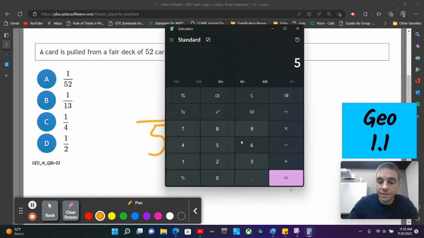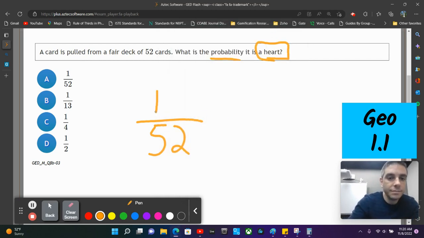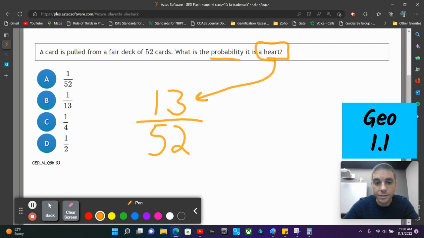If we take 52, the number of total cards in the deck, and divide it by the 4 suits, diamonds, hearts, clubs, and spades, we get the number 13. That means that there are 13 of each of those 4 suits. The number 13 then is the number I want to put on the top of my fraction because there are a total of 13 hearts. If I now reduce this fraction 13 over 52, I will have my answer.